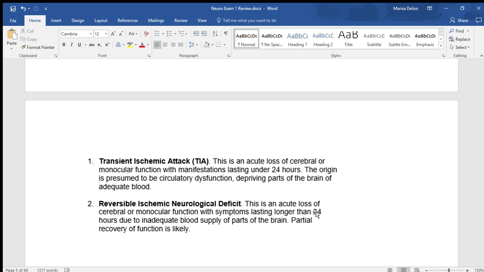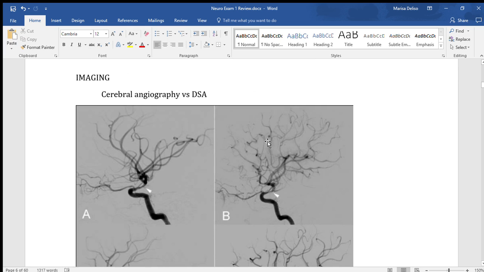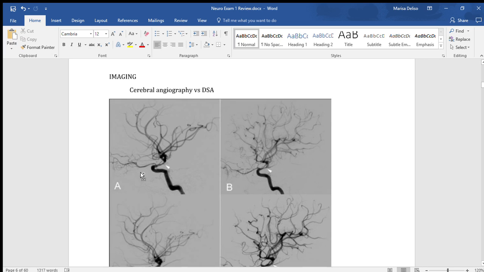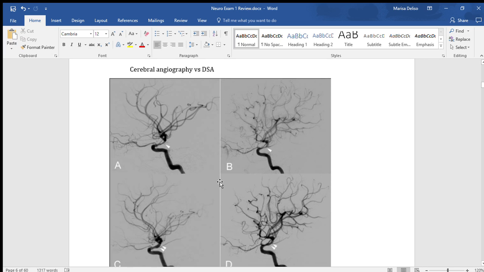It's only going to last a few seconds. Keep that in mind, that is much more mild, and it's less than 24 hours. Okay, imaging. I want to say you guys maybe had this on an exam or a soft question, just knowing what a DSA versus cerebral angiography looks like.